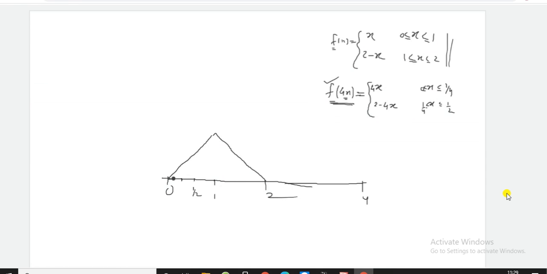So at 1/4, it is 1. So it looks like this. At 1/4, it is 1, and again it looks like this. So in between 0 to 1/4, the graph of the function is 4x, and from 1/4 to 1/2, your graph is 2 minus 4x. Yeah, and you repeat this. So from 1/2 to 1, it also looks like this same figure.